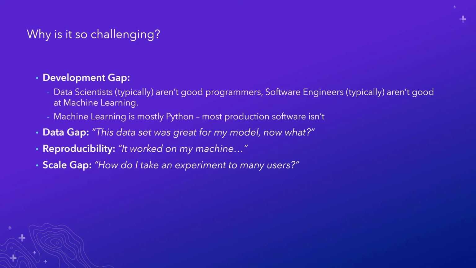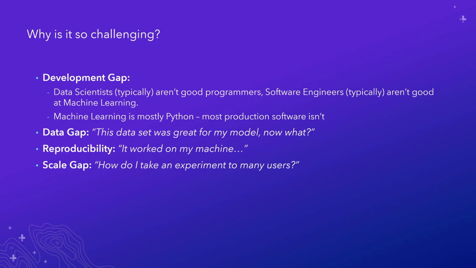Second, machine learning is mostly Python. Most production software isn't. There are, of course, exceptions to this, but most developers are more comfortable working in a more robust programming language, such as one that is strongly typed. Machine learning is likely to be in Python, for the most part, for the near future. We're going to talk about some tricks that allow data scientists to work in Python and software developers to apply these machine learning models in a language that they are more comfortable in or that their production software is written in.